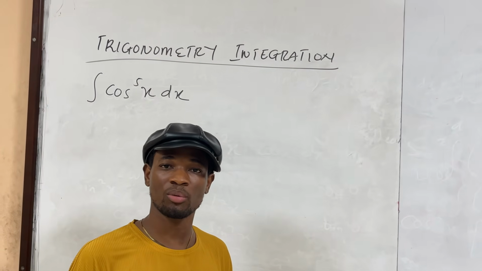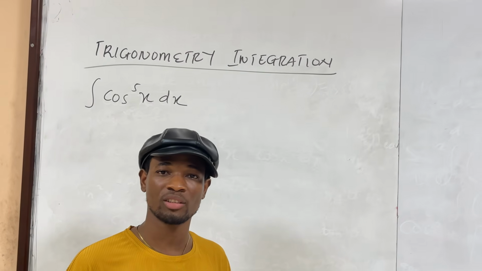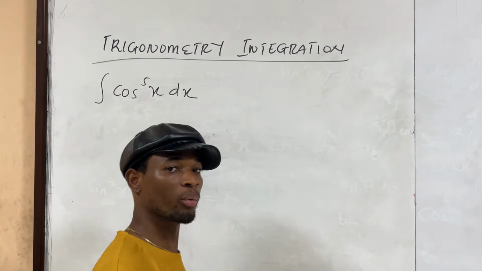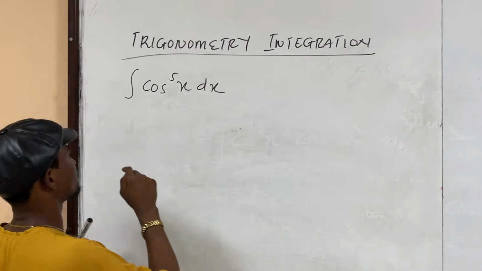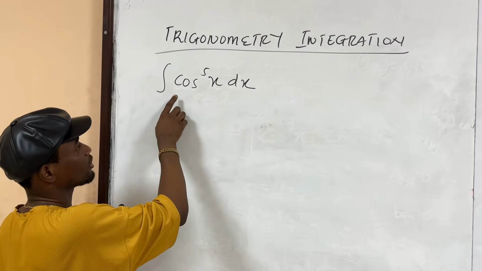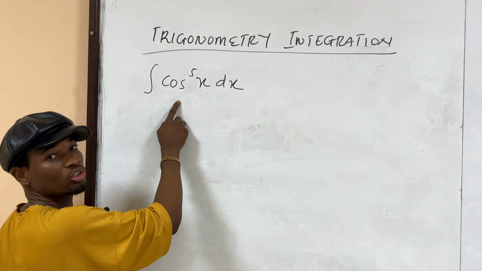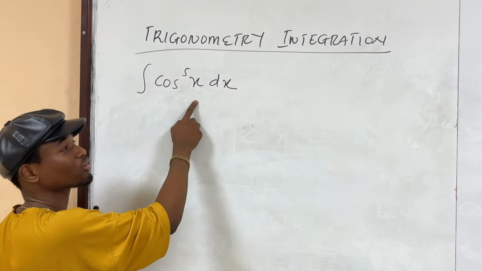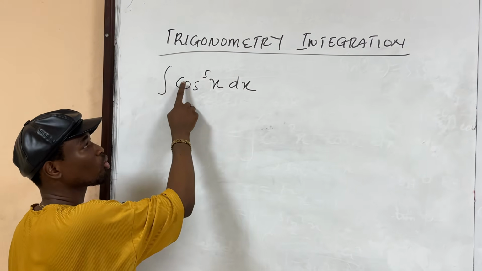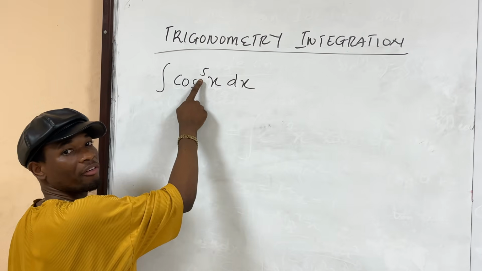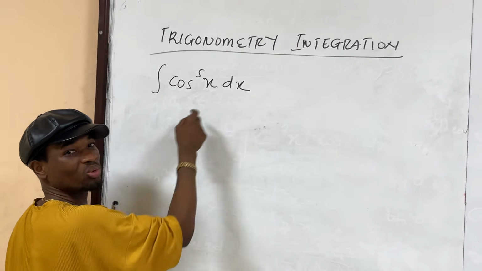Okay, viewers, let's solve the second question. Integrate with respect to x, given that the function equals cos to the power 5 of x. In other words, integrate cos to the power 5x with respect to x.